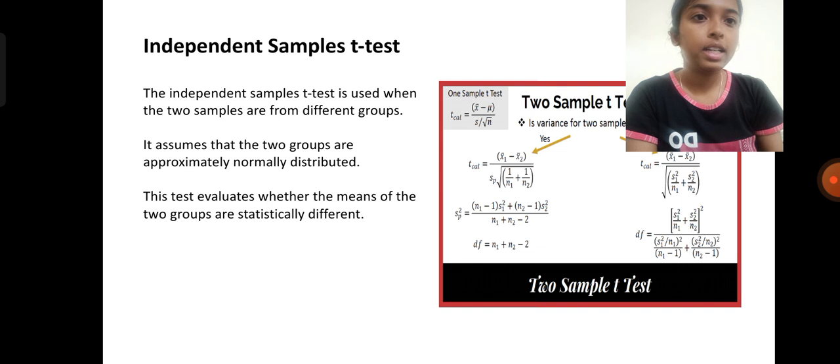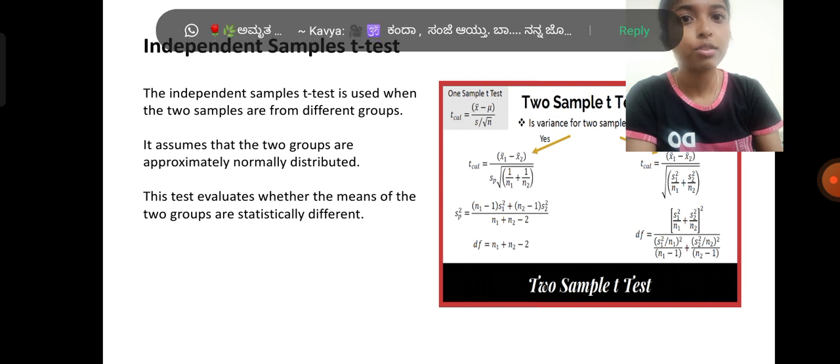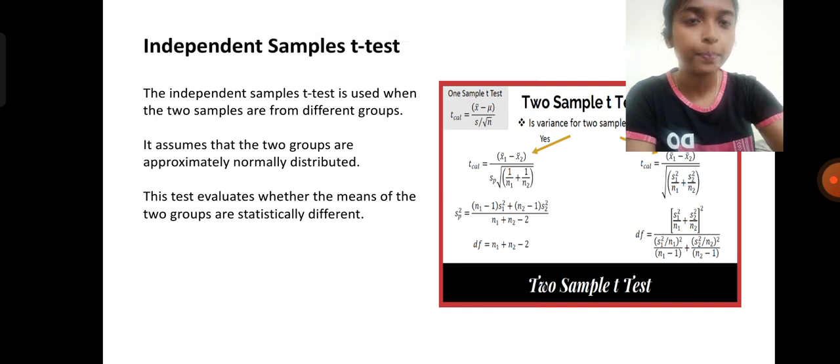Independent sample t-test. The independent sample t-test is used when the two samples are from different groups. It assumes that the two groups are approximately normally distributed. This test evaluates whether the means of the two groups are statistically different.